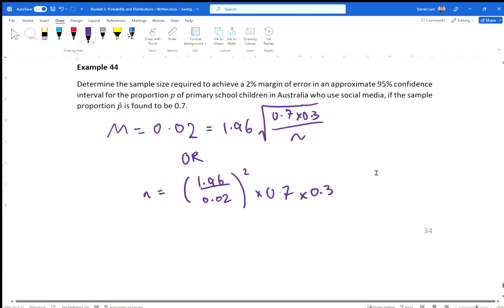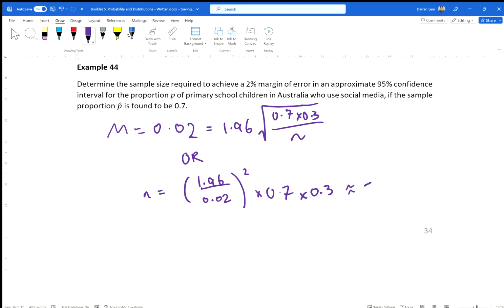If you put this in your calculator, you end up with a value of approximately 2016.84. Now, of course, it says determine the sample size. It doesn't mean 0.84, right? So we're saying that means 2017. If we reduced it, even if it said 2016.1, if we reduce that value, we're going to end up with a margin of error that's different. So we want to round up in this case. So therefore, n equals 2017.